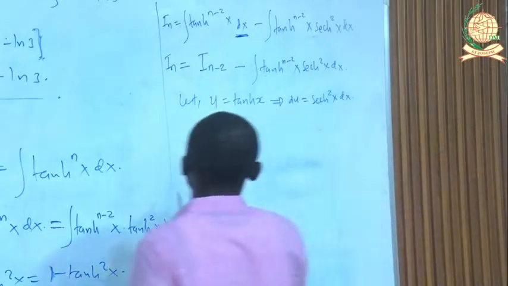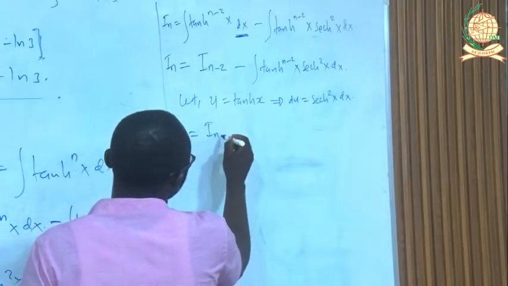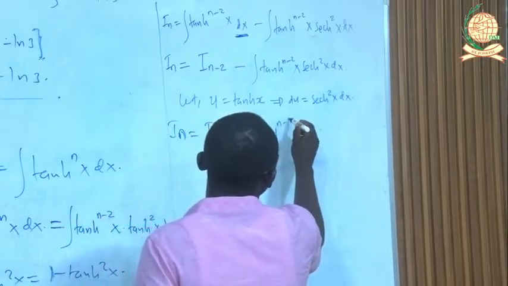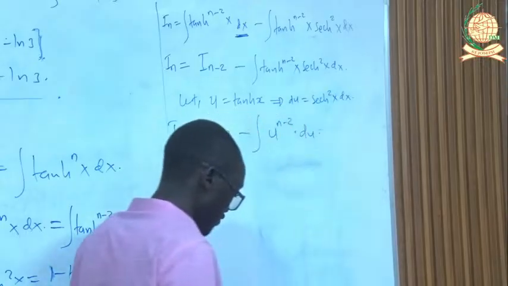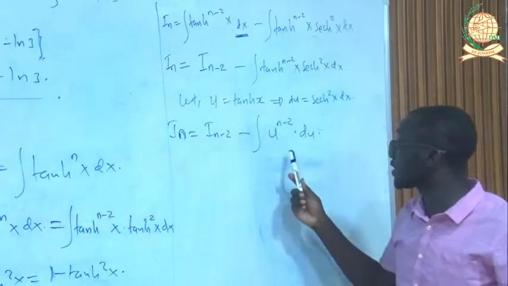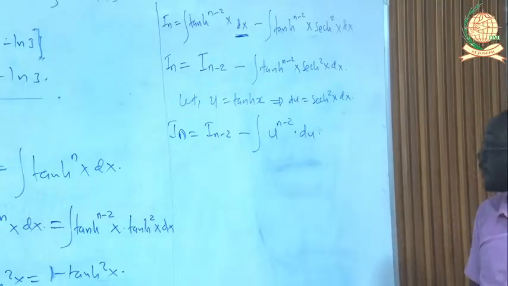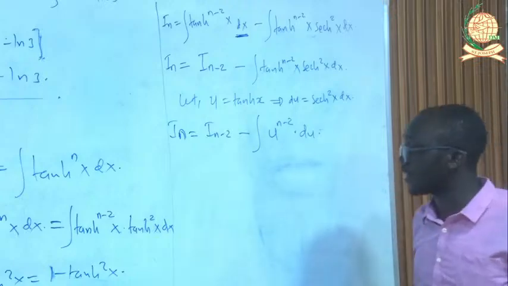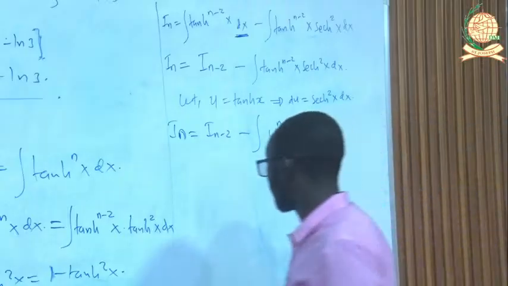So my term here is going to be I_n equals I_{n-2} minus the integral of u to the power n minus 2, and that sech squared x dx is going to be just du. You can see the expression now is so much simpler. You have one single variable here that you can integrate using the power rule of integration, that the integral of x to the power n dx is equivalent to x to the power n plus 1 over n plus 1. That's the simple definition of integration.